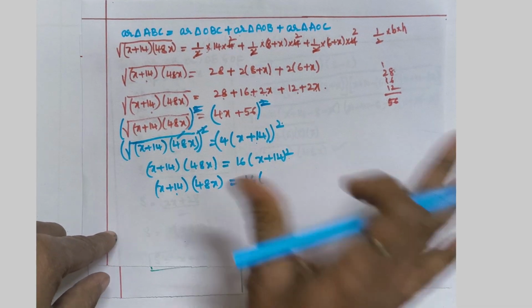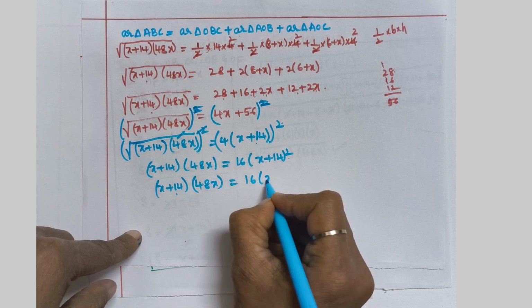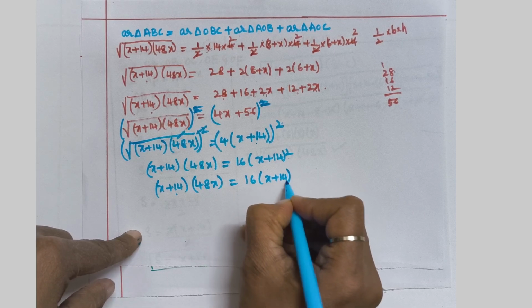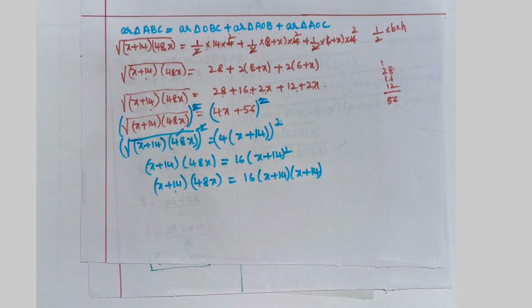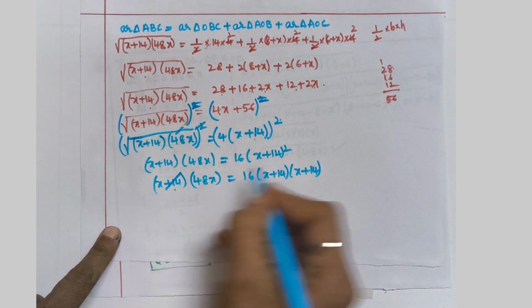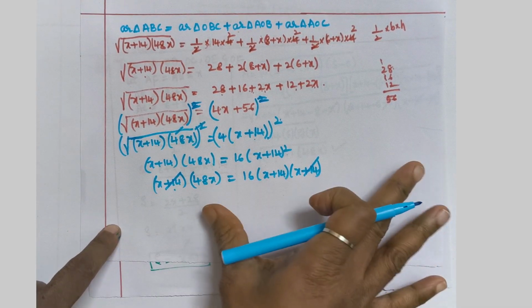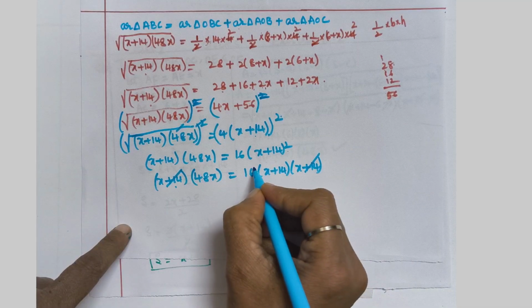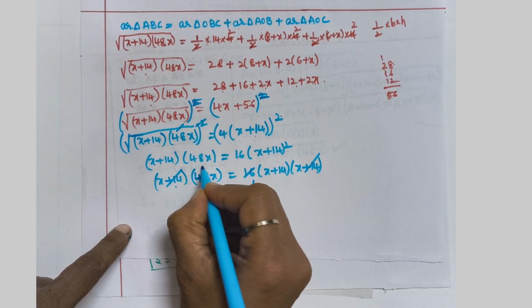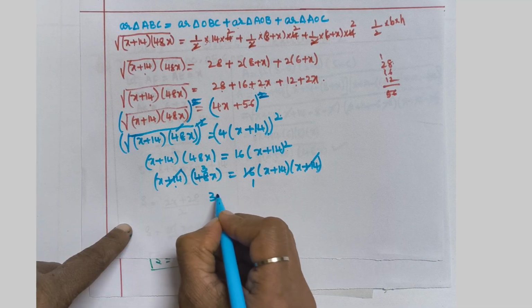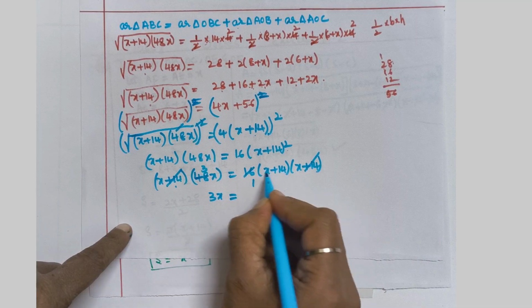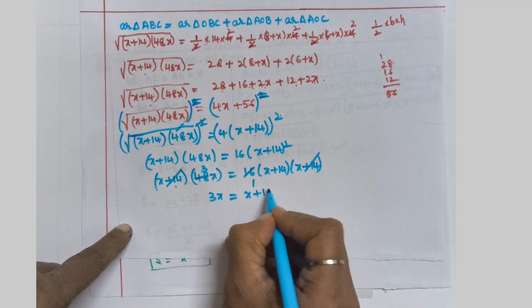Whole square means we can write 2 times. So this one we are writing 2 times. X plus 14 into x plus 14. Okay. Now any cancel chance is there. See, x plus 14 cancel. Next, what remains? See, 16 1s are 16, 16 3s are 48. Okay. So here what remains? 3x is equal to, here what remains? X plus 14 remains. Okay.